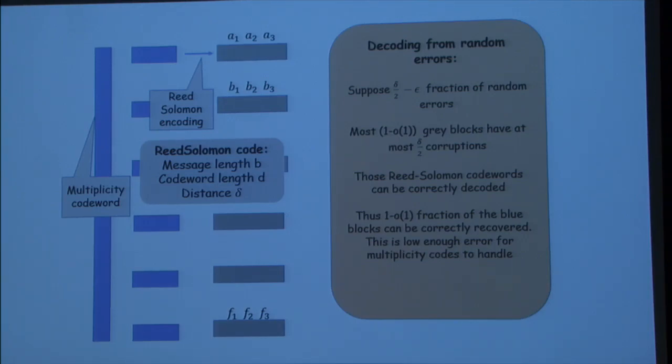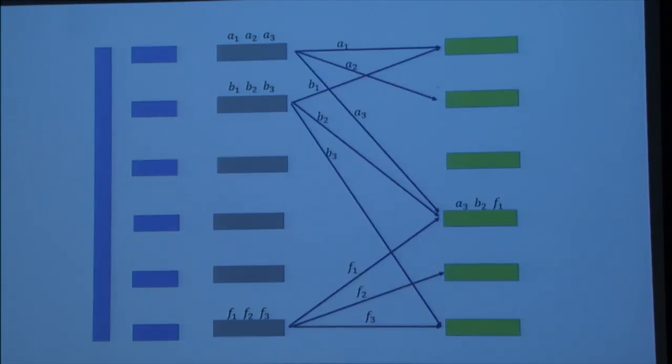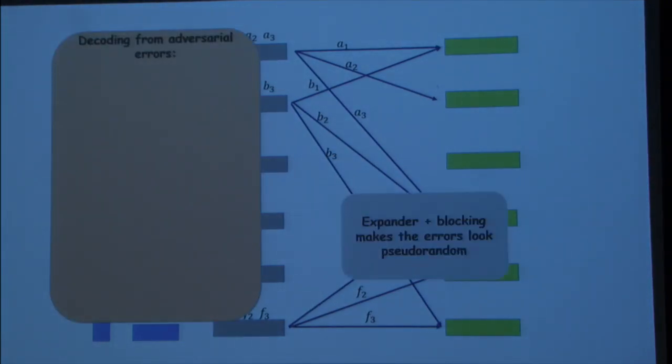The expander sort of allows you to behave as if the errors are random. Exactly. So that's the part of the expander. Yeah, it's a general phenomenon. This whole decoding first observed that everything could have been done locally. So since everything was local, we didn't lose much in the query complexity to do this two-step process. And now, if you have adversarial errors, basically this expander and blocking is going to make the errors look pseudo-random.